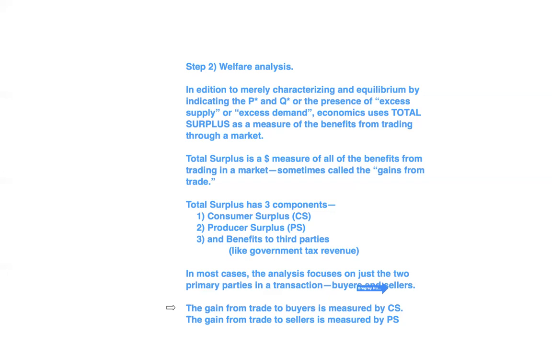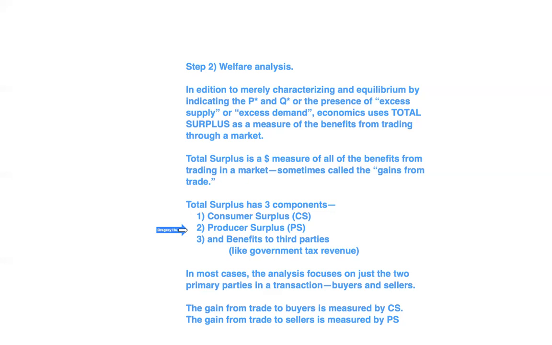And then we split up this total surplus into the gains from trading to just buyers, which we call consumer surplus, and the gains from trading to sellers, which we call producer surplus, or PS. So we have consumer surplus and producer surplus most of the time.